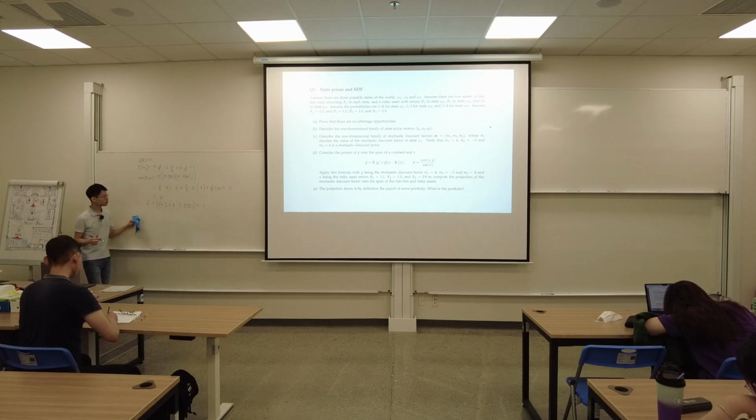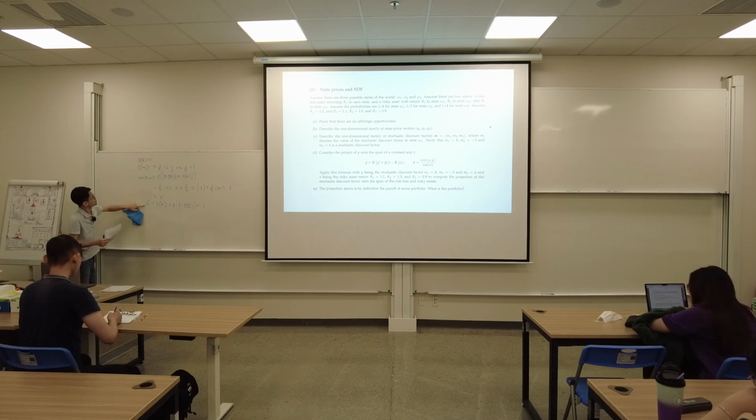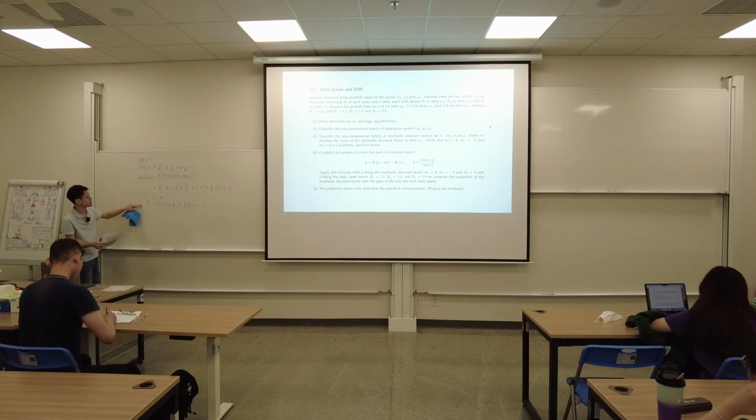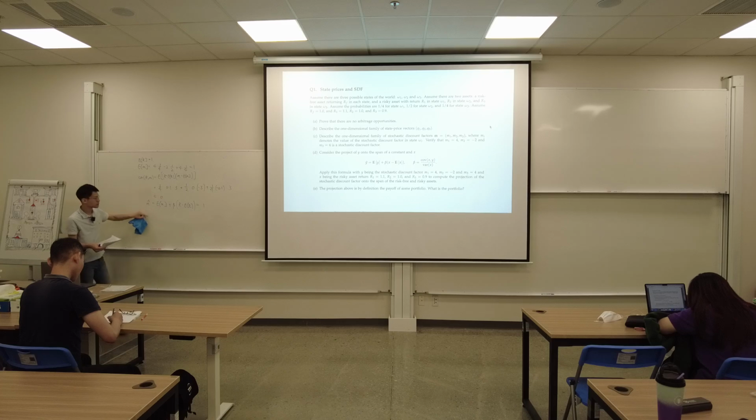So what is m hat? We know that m hat is the projection of an SDF onto the payoff space. So m hat is itself an SDF. At the same time, it is a portfolio, because it is in the payoff space. So it represents some portfolio. What portfolio is it? We always get 1. It is a constant, so it is just a risk-free asset.